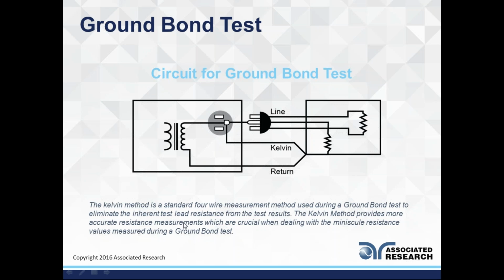So the Kelvin method is a standard 4-wire measurement method used during a ground bond test to eliminate the inherent test lead resistance from the test results. If you're not using it, it could help you if you find yourself failing very close to that high limit. If you're exceeding that high limit by a very small amount of ohms or resistance, then it's important that you realize, hey, I need to offset my leads, because I'm getting resistance that isn't mine. That has nothing to do with my product or my DUT. That's part of my testing apparatus, so we need to offset that.